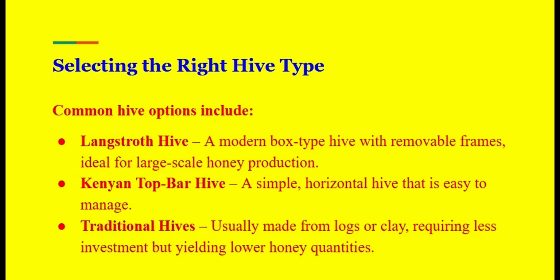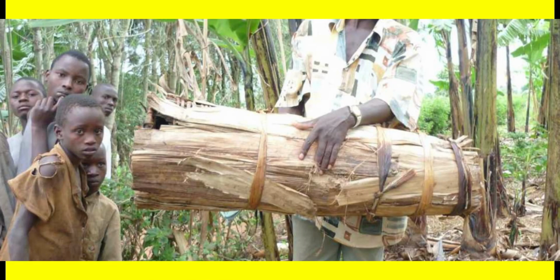Now you have the traditional hive, usually made from logs or clay, requiring less investment but yielding a lower honey quantity. These are just the old-fashioned way of beekeeping, as you can see in the image here. The disadvantage is that you can't manage the hive, you can't supervise it, you cannot inspect it, and it is not that easy to harvest. You can see how tiny it is. It yields a small quantity of honey. So let's go to the next step.